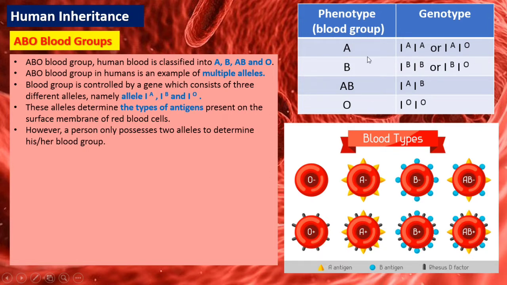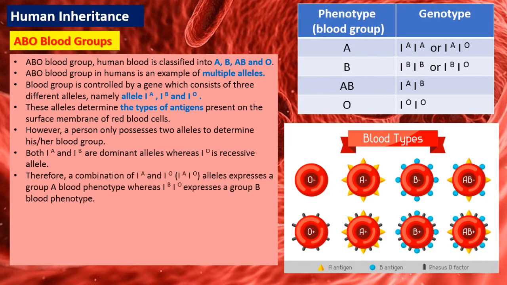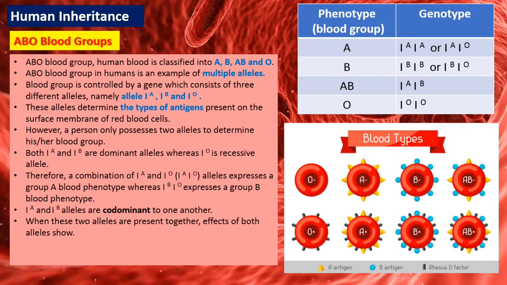Both IA and IB are dominant alleles, whereas IO is recessive. Therefore a combination of IA and IO alleles expresses a blood group A phenotype, whereas IB IO expresses a blood group B phenotype. IA and IB alleles are codominant to one another. When these 2 alleles are present together, the effects of both alleles show. A combination of both alleles gives an AB blood group phenotype.